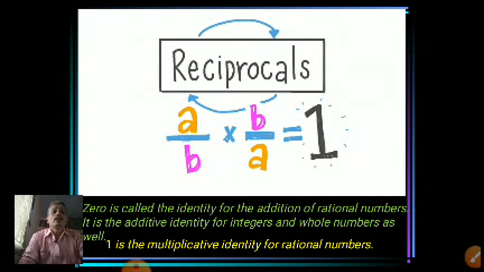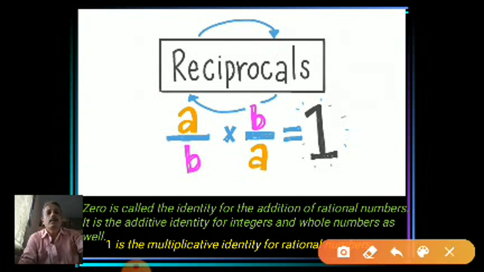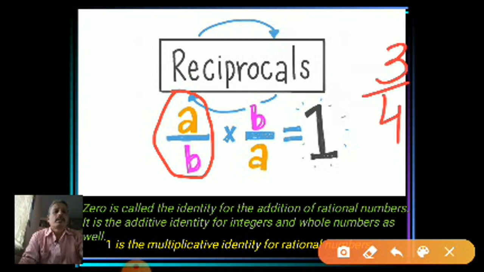A little more about the reciprocal. Students, see here, I am writing one number, a upon b. Suppose I am writing 3 upon 4. What is the reciprocal of 3 upon 4? Very easy. You have to make the numerator the denominator and the denominator the numerator. And one common property for this: a number and its reciprocal multiplied give 1.